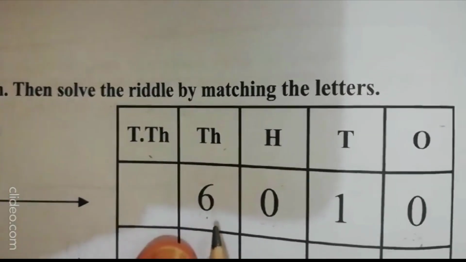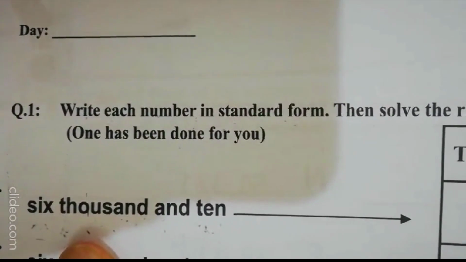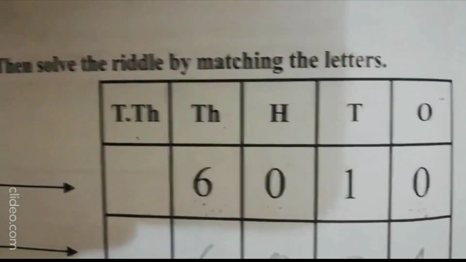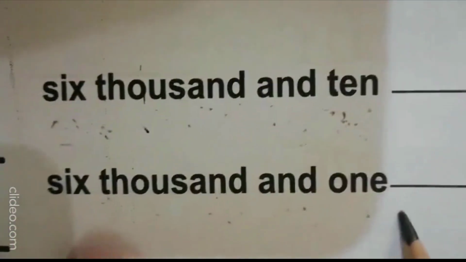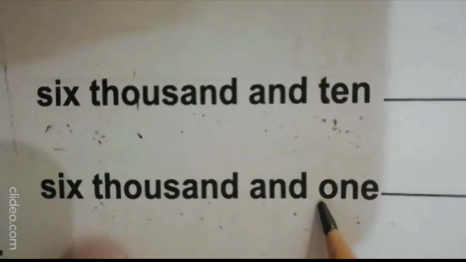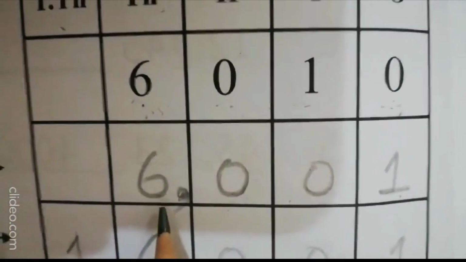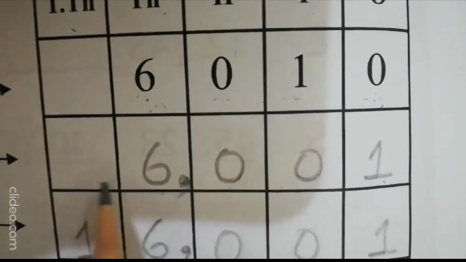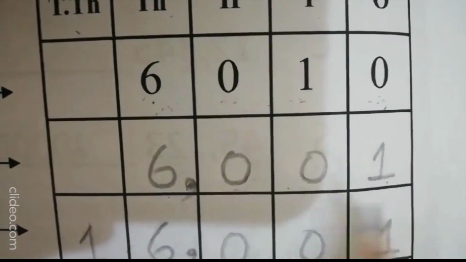6010 is the standard form of 6010. Why is 6 under 1000? Because it is written 6000. So 6 will come under the 1000 place value. Next is 6001. 6001 is the standard form of 6001.